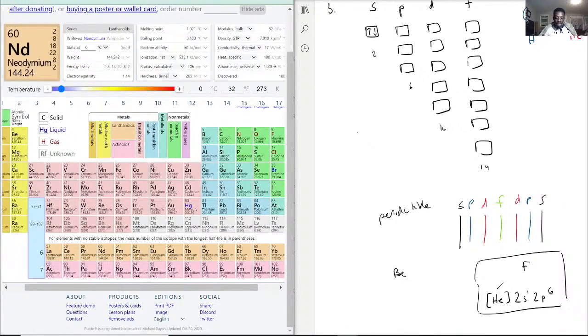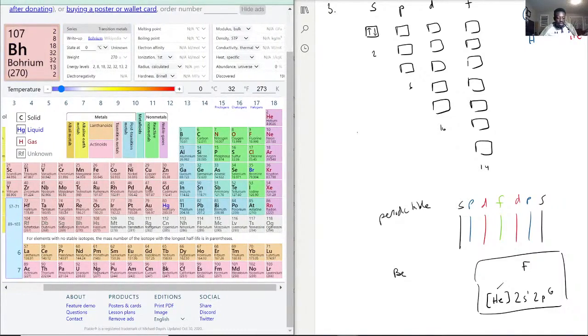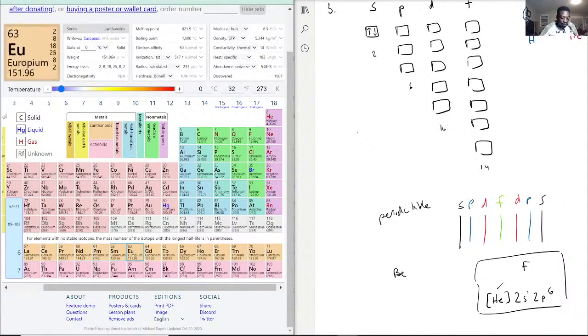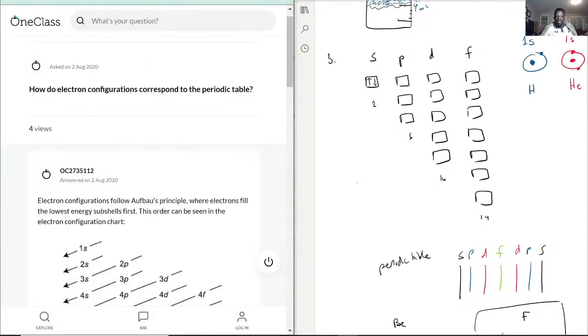D, 10. And you notice that there's actually 5 of them from scandium. 1, 2, 3, 4, 5, 6, 7, 8, 9, 10. Hence why we have 5 boxes here. And if you guessed it, the lanthanum and actinium series, starting after lanthanum, there should be 14 of them. So from cerium to lutetium, it should be 14. So 1, 2, 3, 4, 5, 6, 7, 8, 9, 10, 11, 12, 13, 14. And that is how all of that, in a sense, corresponds to the periodic table.